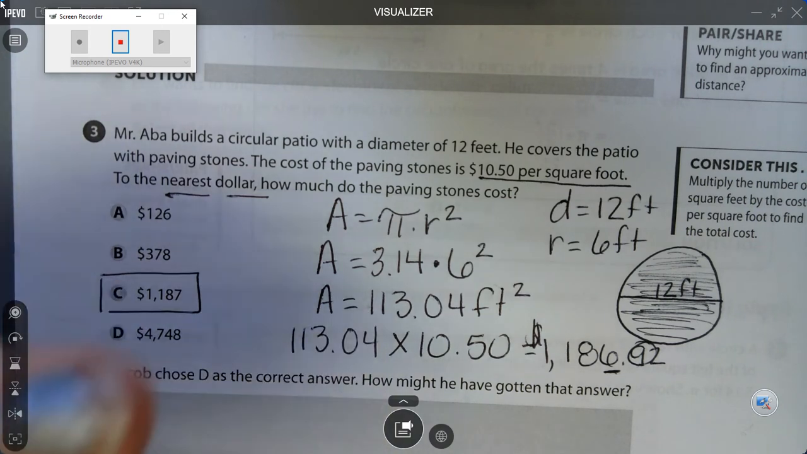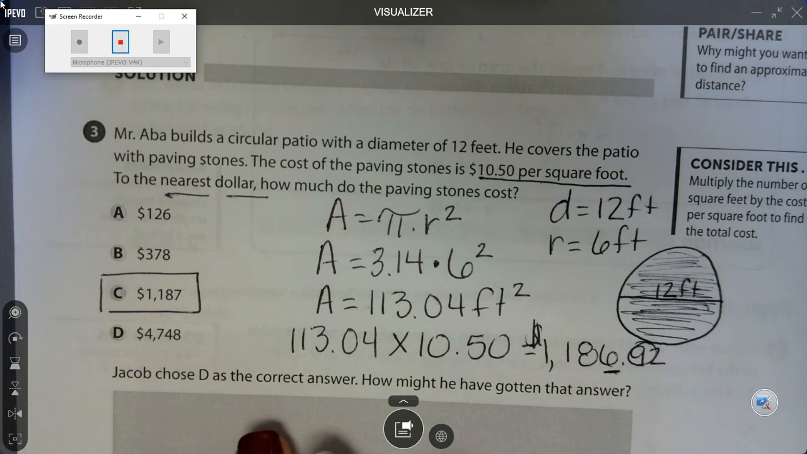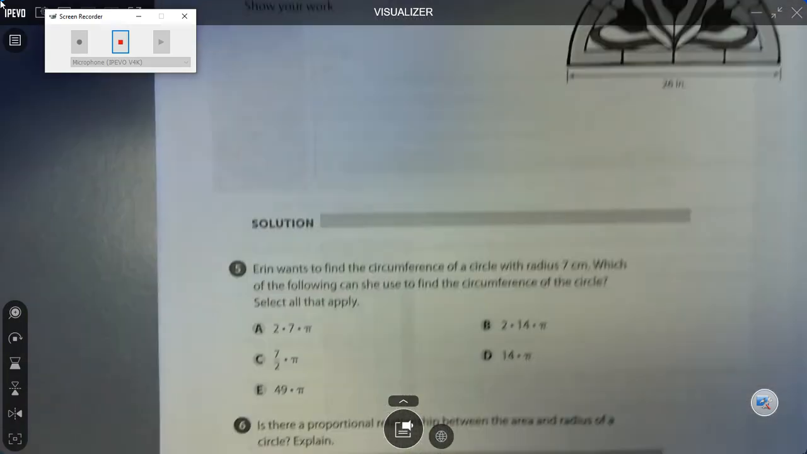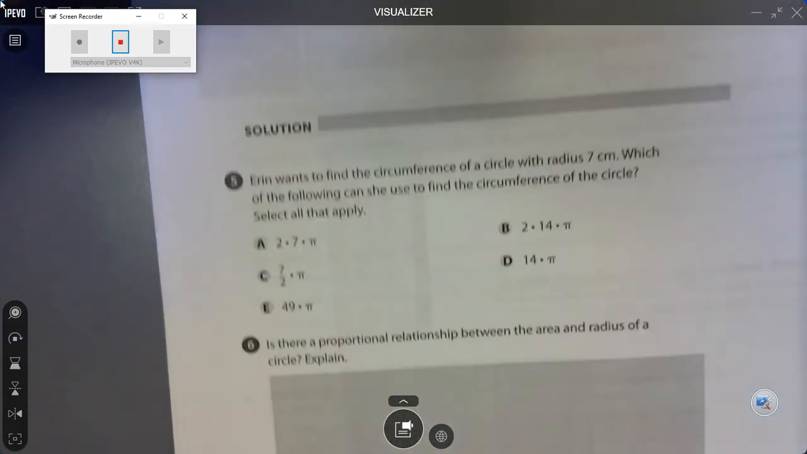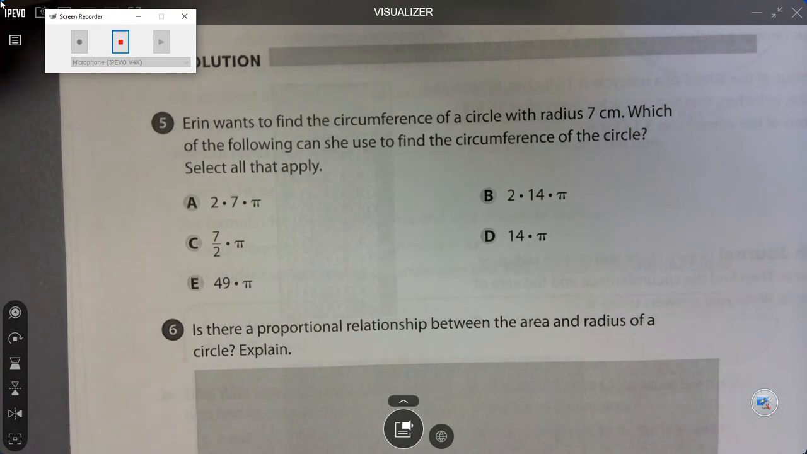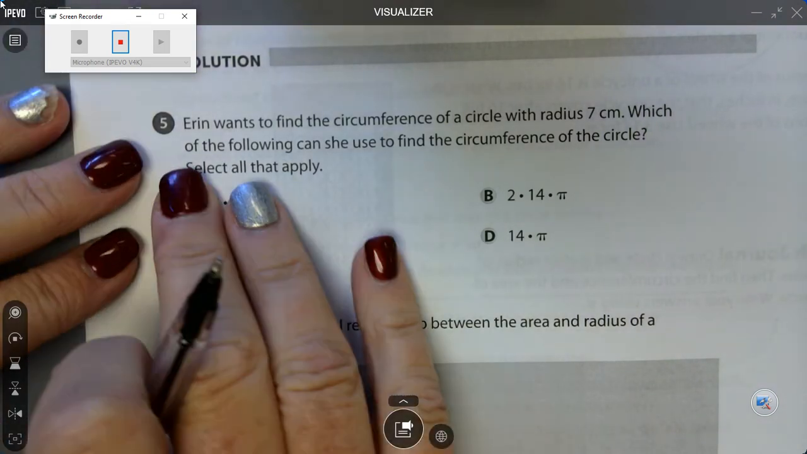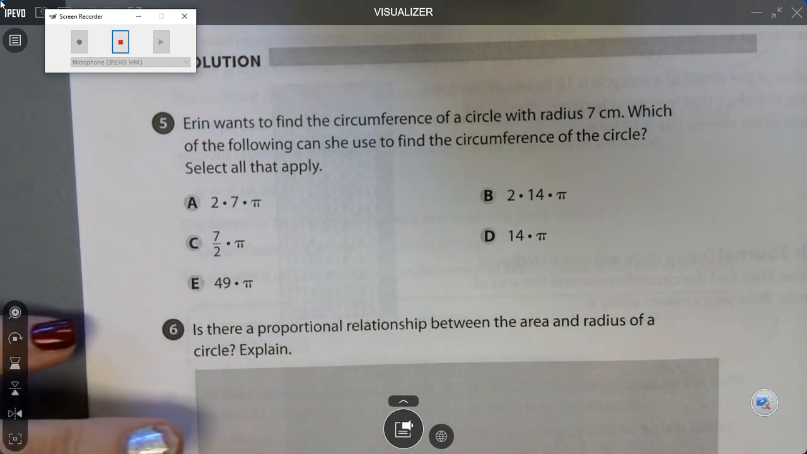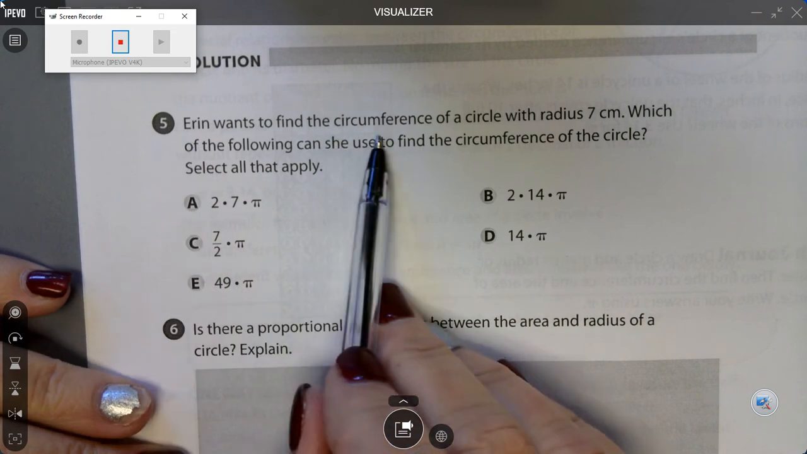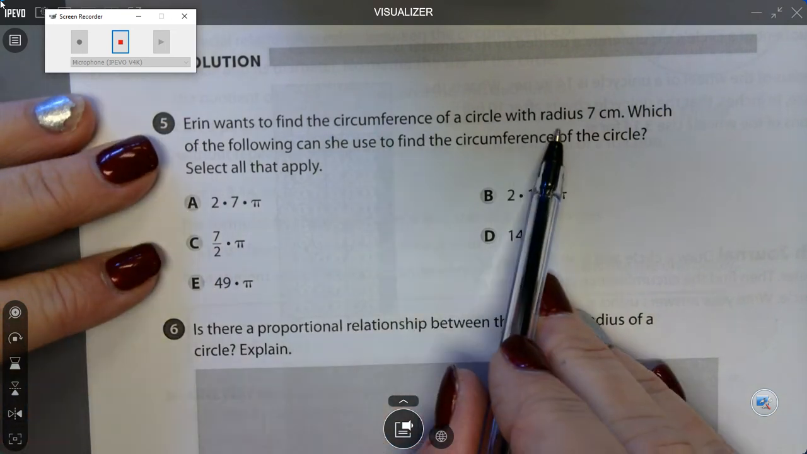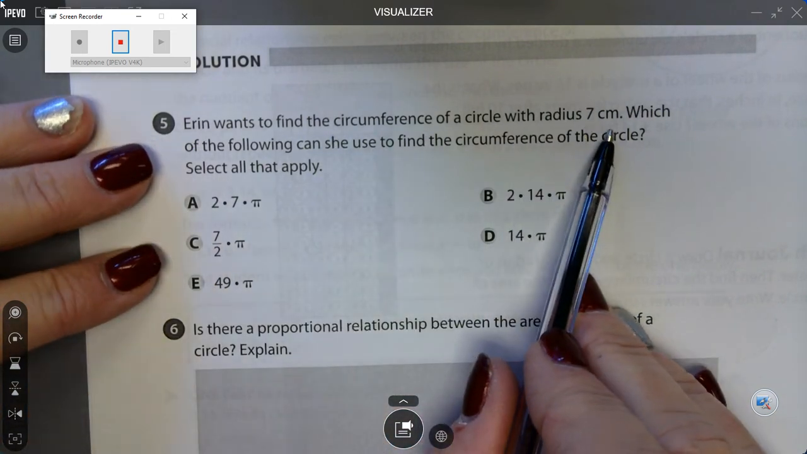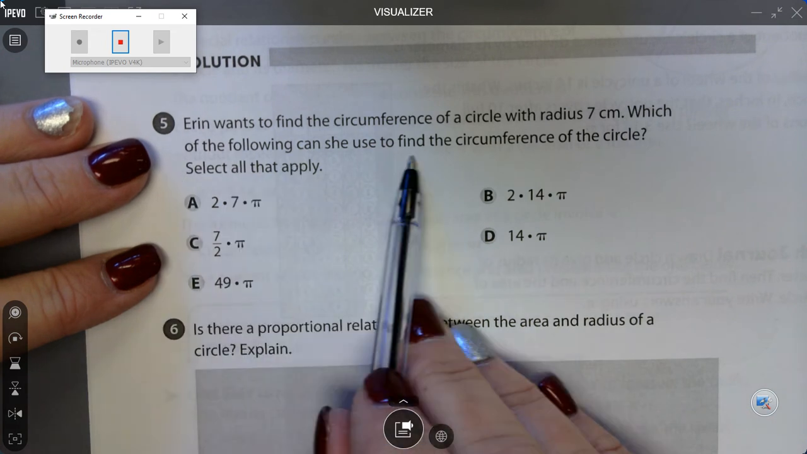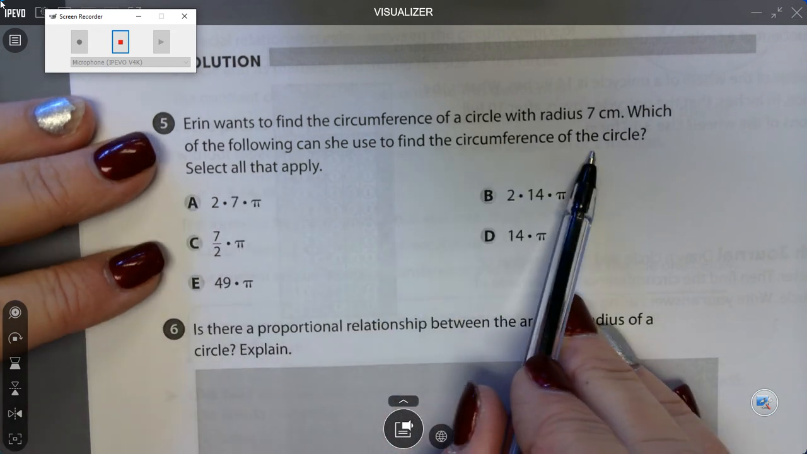All right, here we go. Now, you're going to have to add this to your work. Oh no, I'm sorry. Turn to page 117, and we're going to do number 5 together right now. Okay, so Aaron wants to find the circumference of a circle that has a radius of 7 centimeters. Which of the following can she use to find the circumference of that circle?